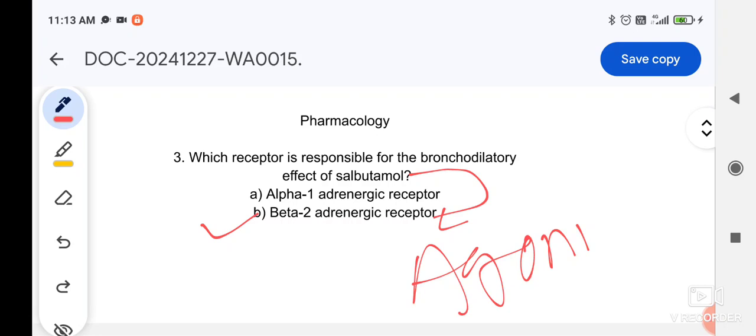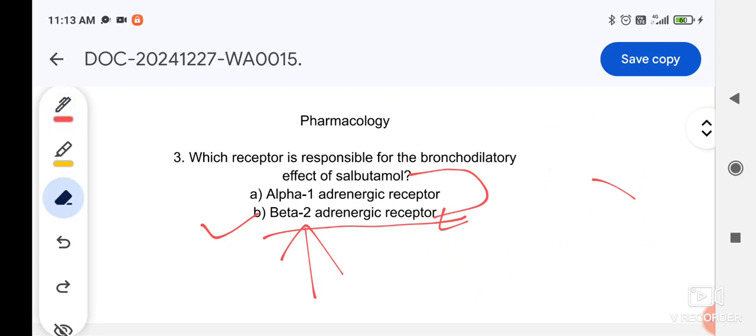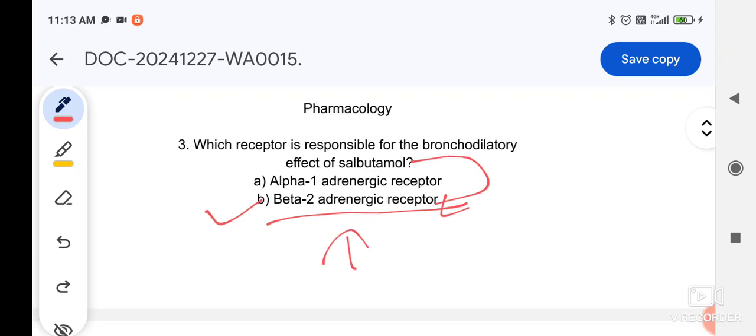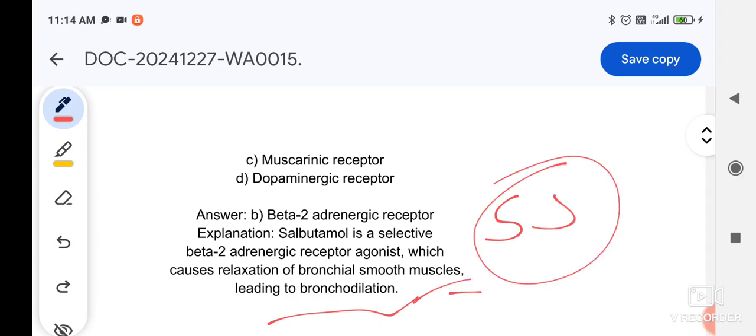Agonist means it works through this receptor and increases the activity of the beta 2 adrenergic receptor, and antagonist means it decreases activity. These two terms we should know, and we have studied them in our pharmacy course. Salbutamol is an agonist, so it is responsible for the bronchodilatory effect. Beta 2 adrenergic receptor action increases, it is selective for beta 2, and it relaxes the bronchial smooth muscles, leading to bronchodilation.